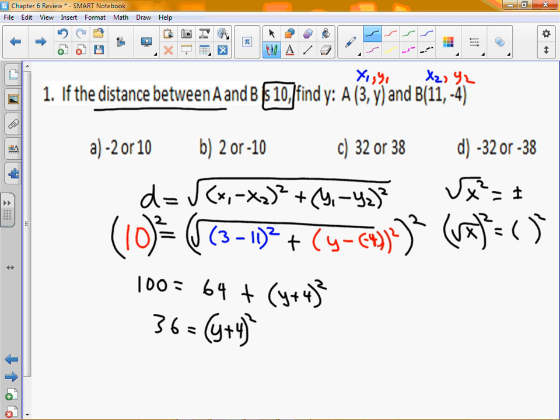So just like 5 seconds or 2 minutes ago, I had a square root to get rid of. Now I have a squared to get rid of. When you have a squared and you supply, as a mathematician, you supply the square root. When you supply the square root, you have to work both problems. So y plus 4 is now equal to 6, because that's a number that's squared to give me 36. And y plus 4 is also equal to negative 6.